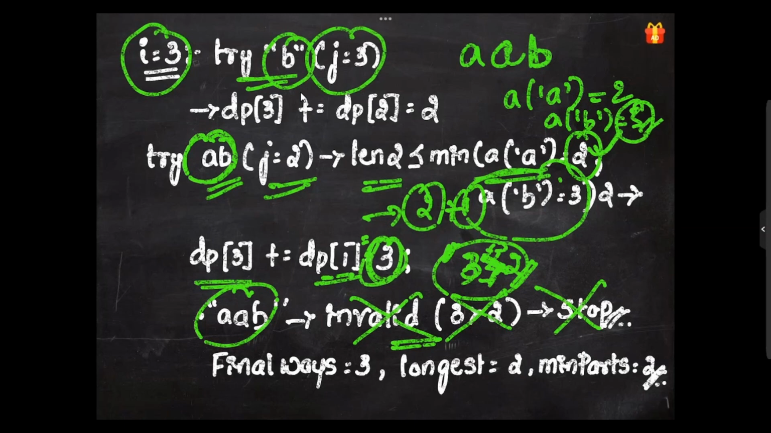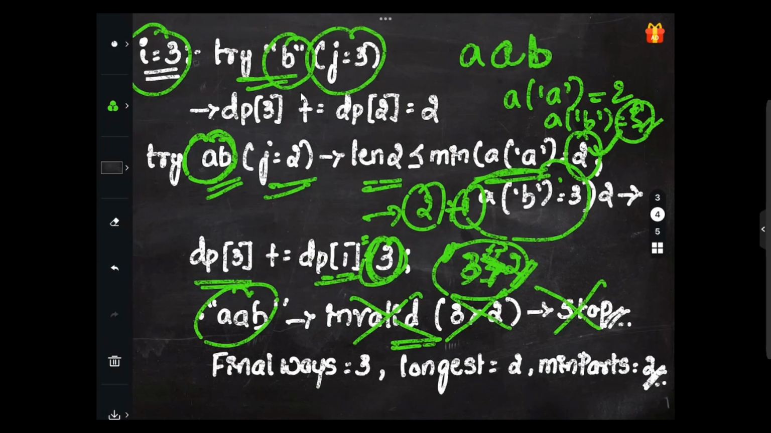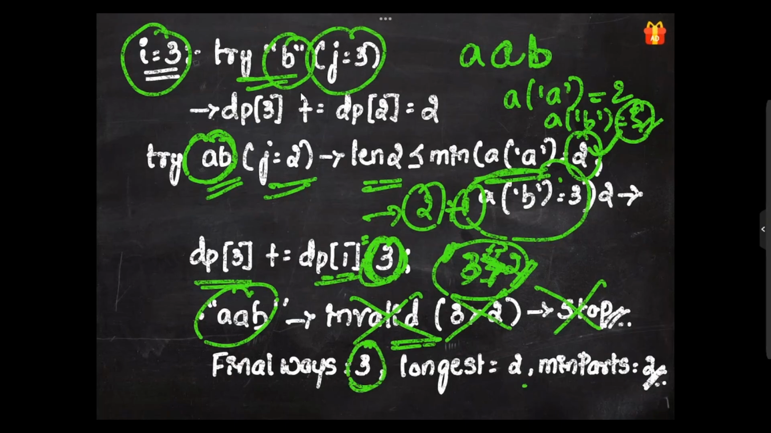I showed basically when i equals 1, when i equals 2, and when i equals 3, right? So for dp of 1 we got 1, dp of 2 we got 2, I guess, right? Max length we got 2, dp of 2 also we have 2, basically. Now for this one we got 3, right? dp of 3 we got 3, basically. So the final ways we have got here is 3.